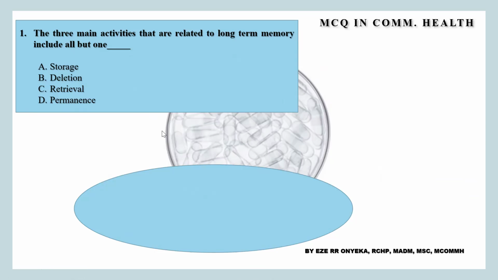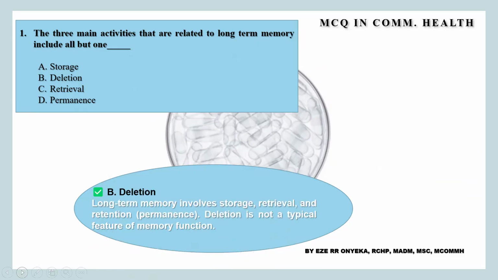The three main activities that are related to long-term memory include all but one. A, storage. B, deletion. C, retrieval. D, permanence. The correct answer is B, deletion. Long-term memory involves storage, retrieval, and retention, also known as permanence. Deletion is not a typical feature of long-term memory function.